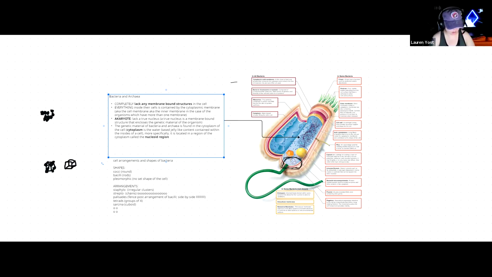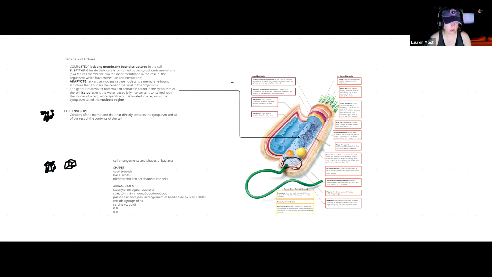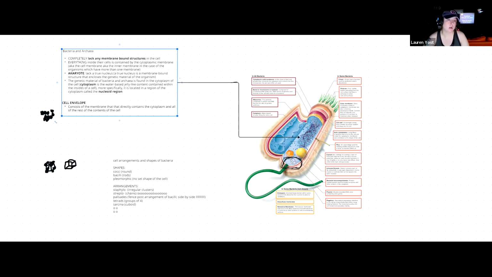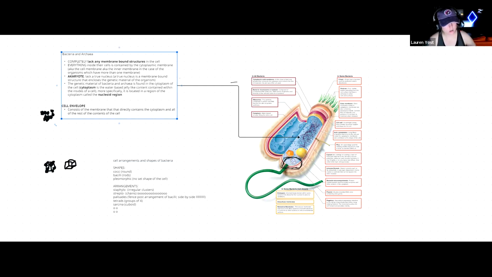Okay, well, we're just going to stick with bold then. It consists of the membrane that directly contains the cytoplasm and all of the rest of the contents of the cell. And that membrane is called the inner membrane or the cytoplasmic membrane or the cell membrane. They're all the same thing.